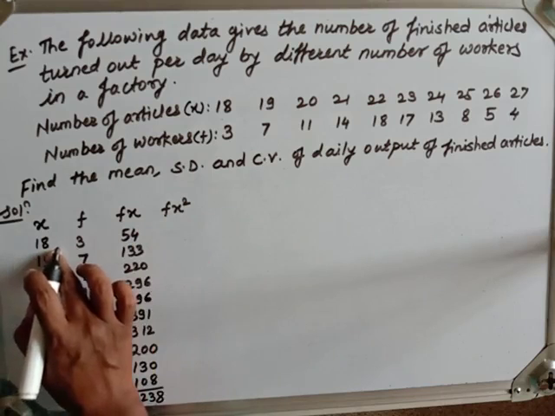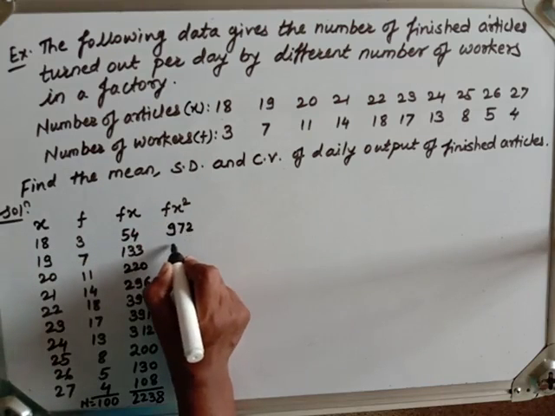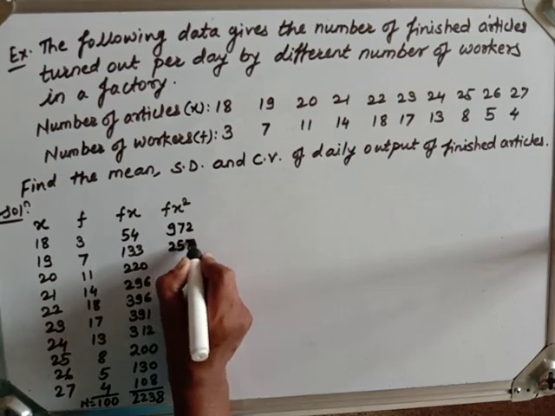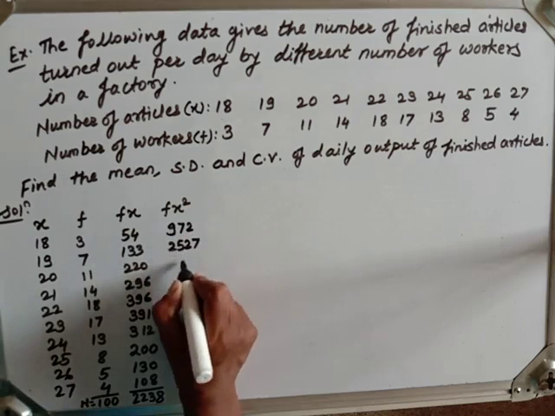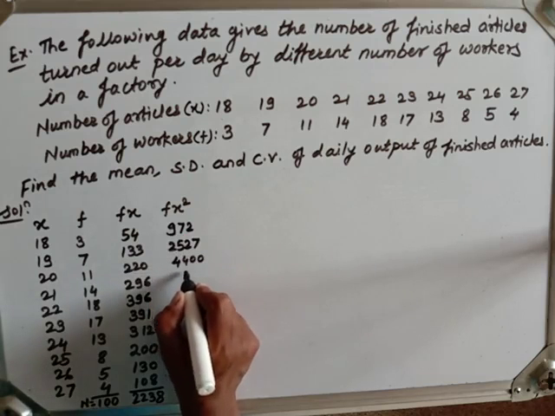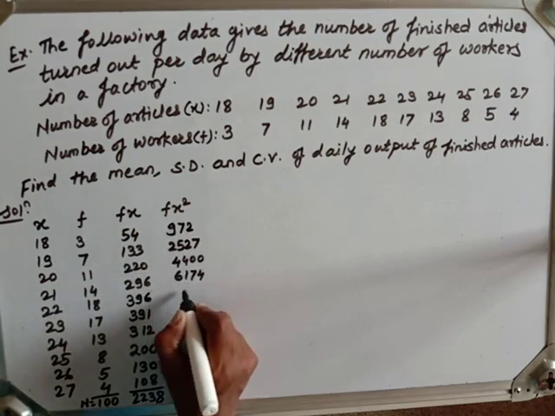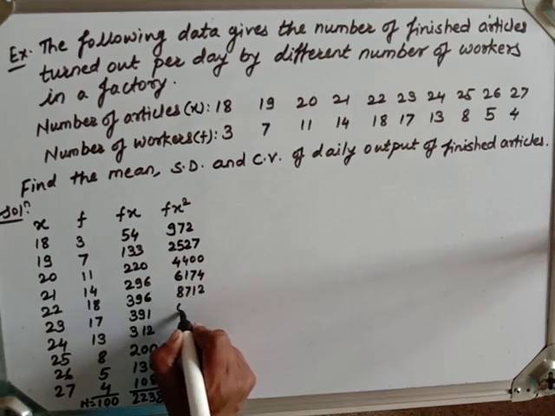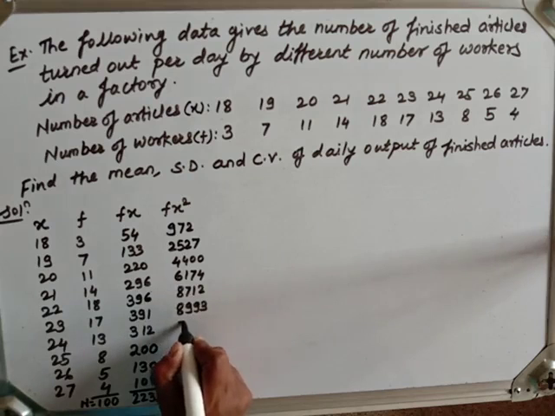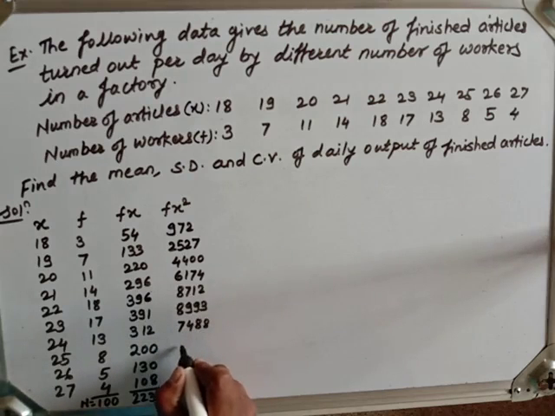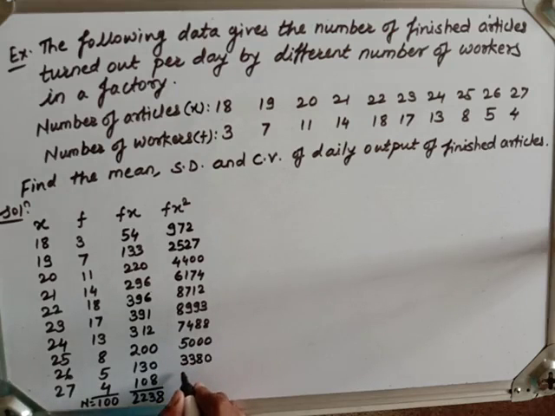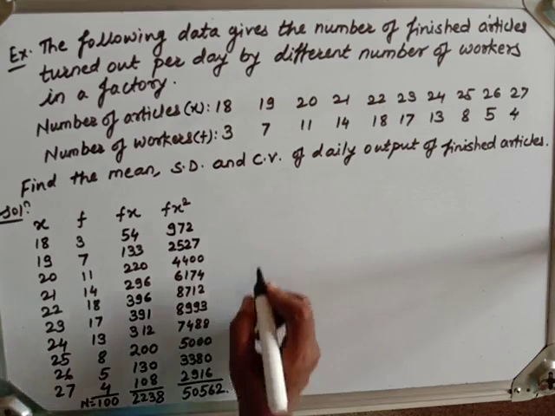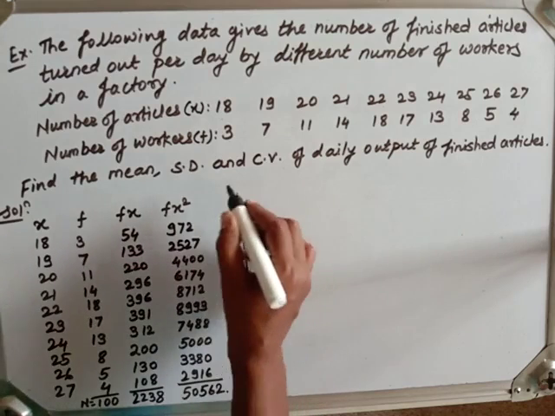So fx into x we will do: that is 972, 2527, 4400, 6174, 8712, 8993, 7488, 5000, 3380, 2916. So that sum is 50,562. Now let us find out our required things one by one.